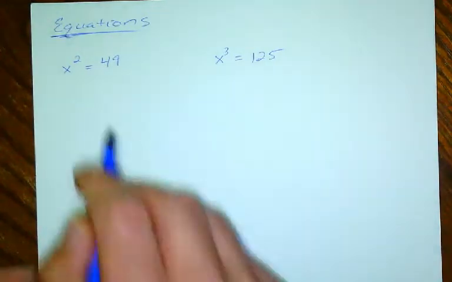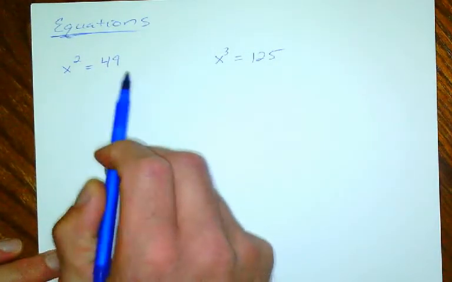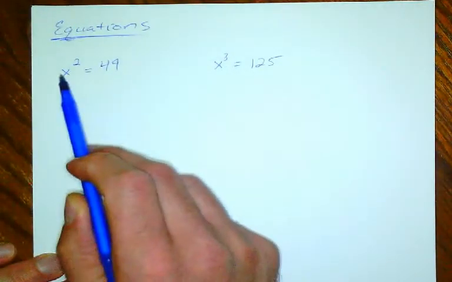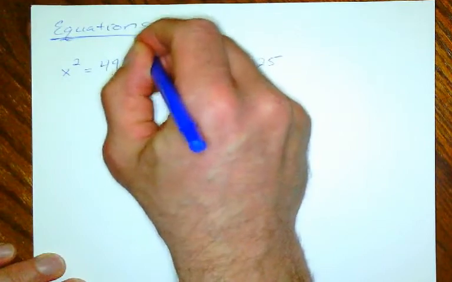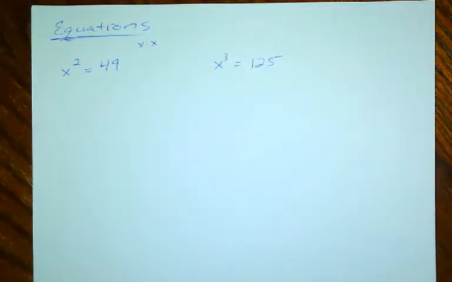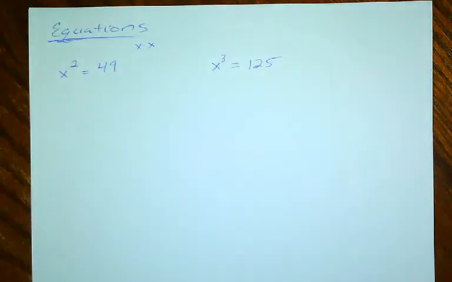So first equation. We have x raised to the second power equals 49. We all know that x to the second power really means x times x. So we're looking for some number which, when multiplied by itself, equals 49. Well, if you watched the last two videos on square roots, you'll know how to solve this question.